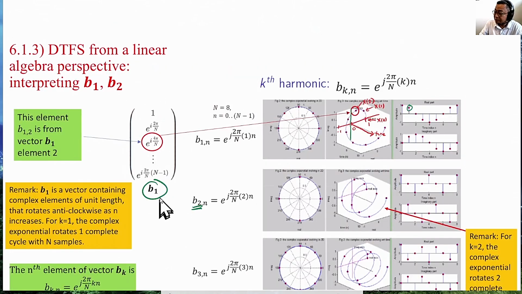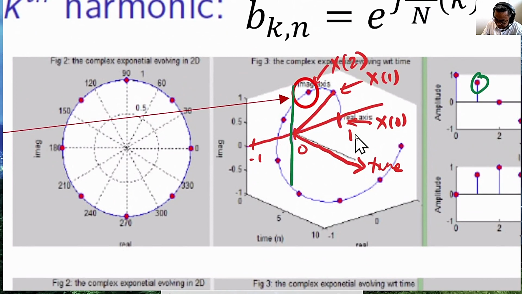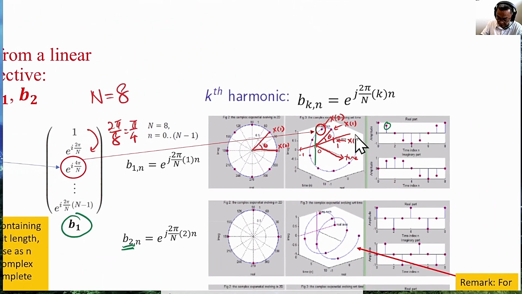So in this example, big N is equal to 8, and at each sample we are moving by 2 pi divided by 8, which is pi divided by 4, which is 45 degrees. So you can see also that this angle here, theta, is 45 degrees. So here, theta, this is x of 0, this is x of 1.